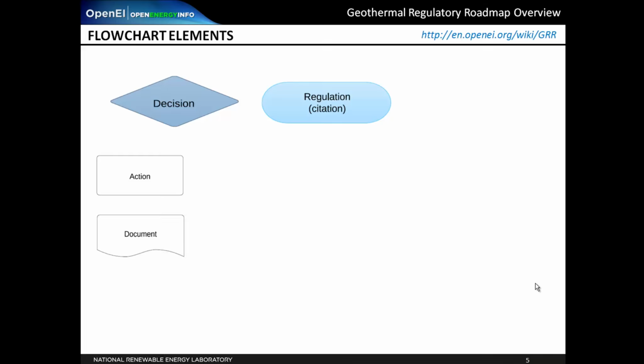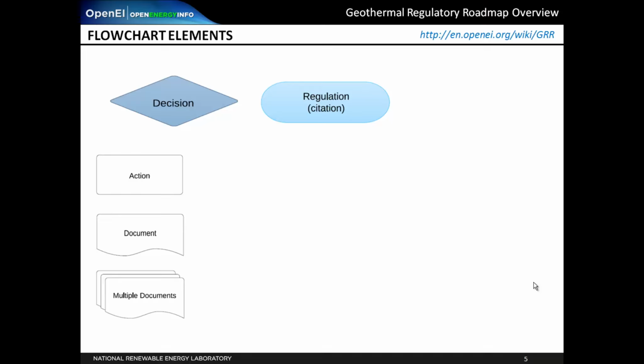Rectangles with wavy bottoms are used to indicate a document, for example, a permit application. If multiple documents are required, the icon used is a stack of documents. For example, a multiple documents element would be used if a permit application needs to be submitted with other documents, such as a site map and an application fee. Note that the multiple documents element always shows 3 documents, regardless of the number of documents needed.